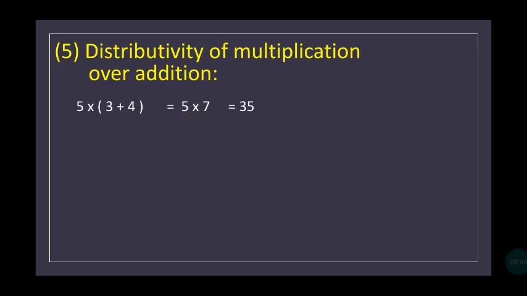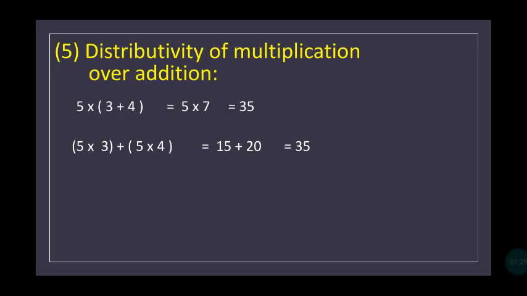But there is another way. How? See, 5 multiplied by the first number, that is 3, plus 5 multiplied by the second number, that is 4. First 5 multiplied by the first number, then the plus sign, and then 5 multiplied by the second number. So 5 3s are 15 and 5 4s are 20. Now if you add 15 and 20, the answer is again 35.